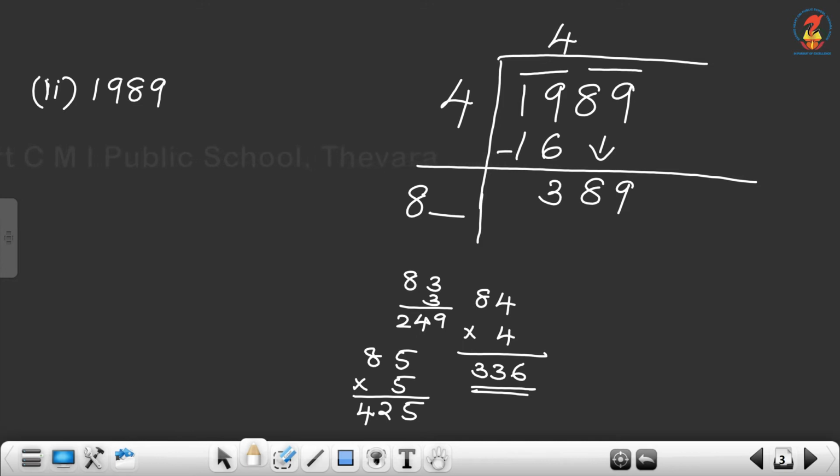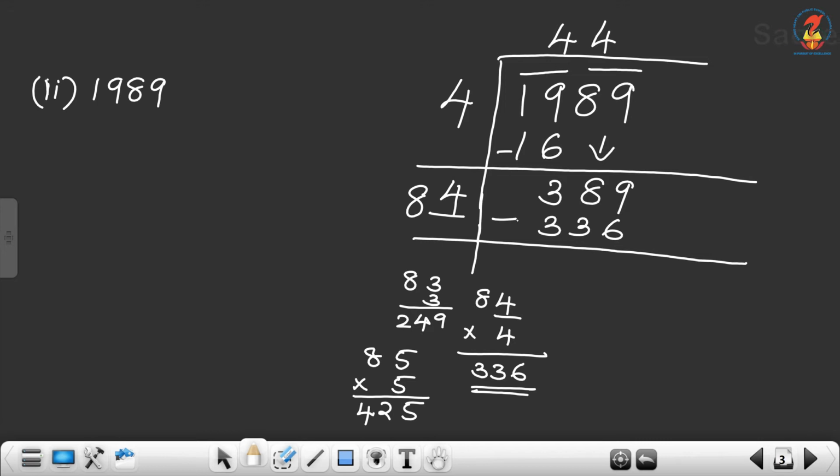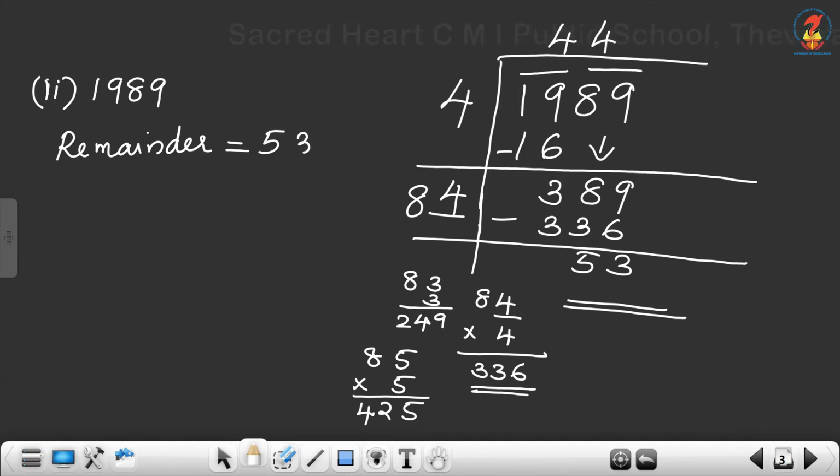So which digit we have to take? We have to take 4. Therefore write 4 here and in the quotient also, which gives 336. Then here we got the remainder. So the remainder is equal to 53.